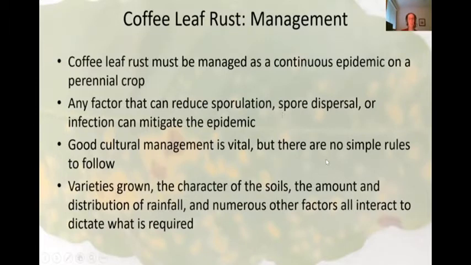As it says, good cultural management is vital. The healthier the plant, the better. But unfortunately, there's no simple rule or silver bullet to suggest. The type of variety, the nature of the soil, the amount and distribution of the rainfall, and numerous other environmental conditions all interact to dictate what happens with disease.